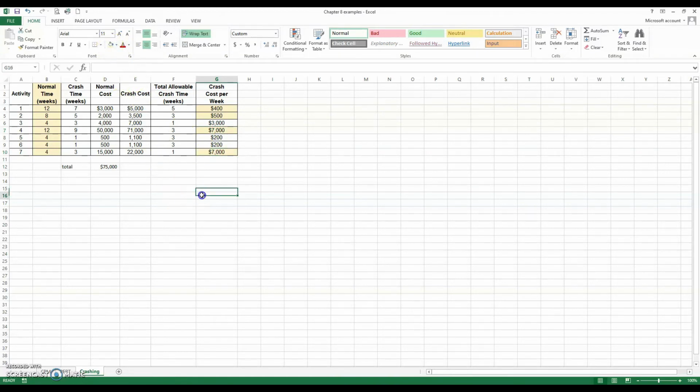So if we want to shorten the project time, we start at the activities that are on the critical path. So we look at activities 1, 2, 4, and 7. We're going to definitely not pick activities 4 and 7 because they're going to add $7,000 per week. We're going to start right there at activity 1. It only costs us $400 per week. We can shorten it by 5 weeks. So let's shorten it by its max. We're going to shorten this from 12 down to 7.